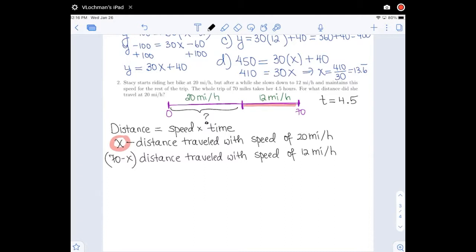So I traveled X miles with the speed of 20. How long did I travel? The other part, with the other speed, is 70 minus X, right? Yes, the remaining. It's going to be exactly the same.